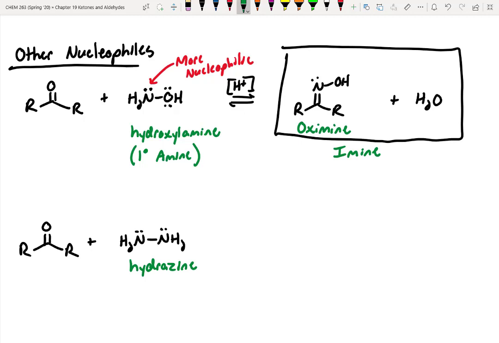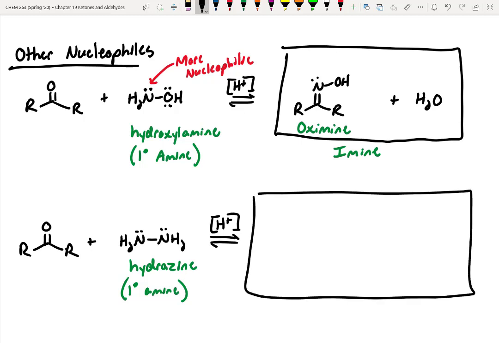And the question is, well, which nitrogen's lone pair will react? In this case, doesn't really matter, right? It's still a primary amine, though, on either side. And we could have this react with our catalytic acid. And again, if we predict what we'll get out, we'd say, well, it's a primary amine. So just like above, we would expect to get an imine, meaning we'd get that carbon-nitrogen double bond.